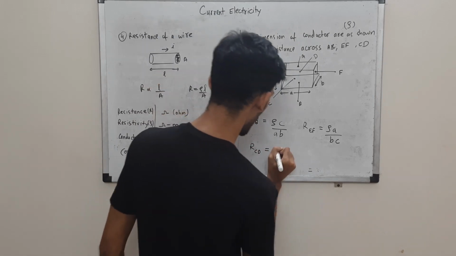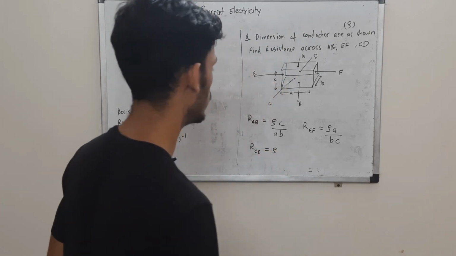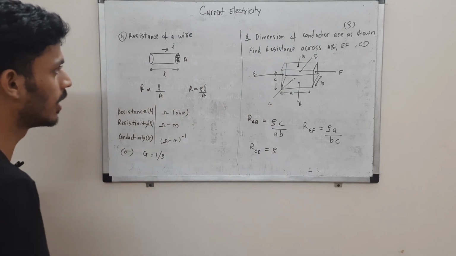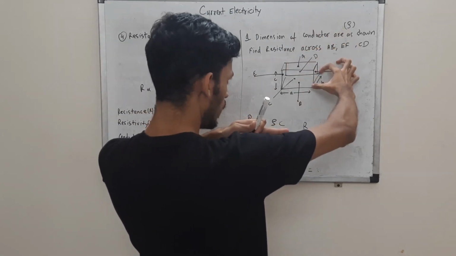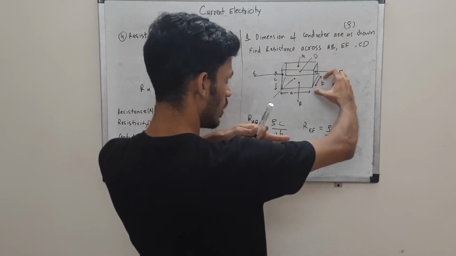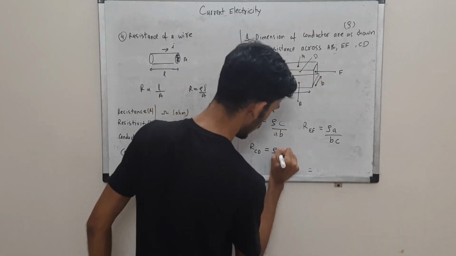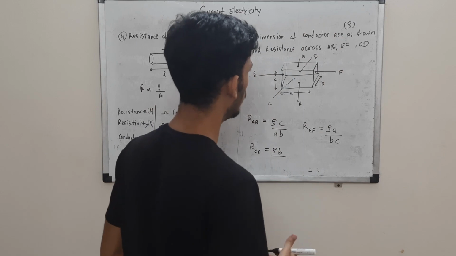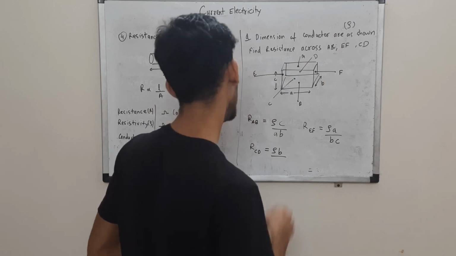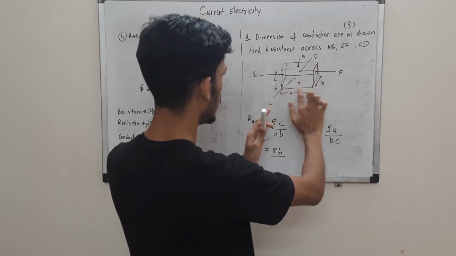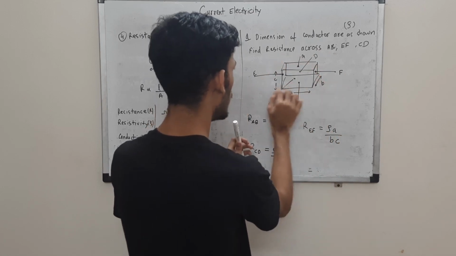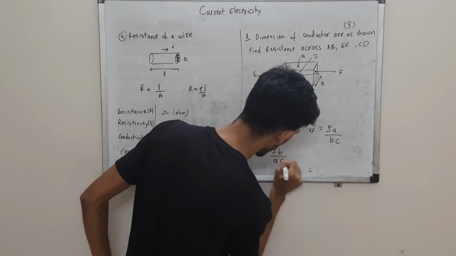Finally, we can go for CD, which is the front face. Again rho. It's easy now. The front and the back face. What is the length between them? The length is B. And we have the area of the face. You can see AC in this plane, AC. So those are your answers.